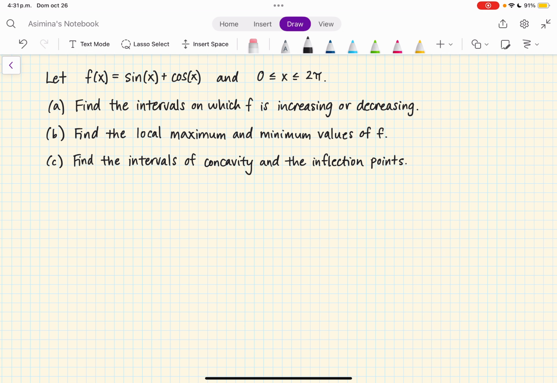So here we have that f of x equals sine of x plus cosine of x, where x is ranging between 0 and 2 pi. So first, we'll find the intervals on which f is increasing or decreasing. To do that, we need to take the derivative of the function f and set it equal to 0. That'll allow us to find the critical numbers. So let's do that.